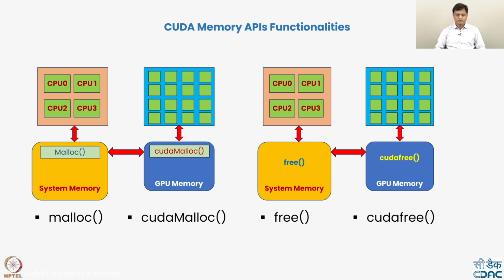Here I am just representing the CUDA memory API functionalities: where the malloc function is used and where the CUDA malloc function should be used, and where the free function is used and where the CUDA free function. The malloc and free functions are used on the system memory space, while CUDA malloc and CUDA free are used for the GPU memory space.